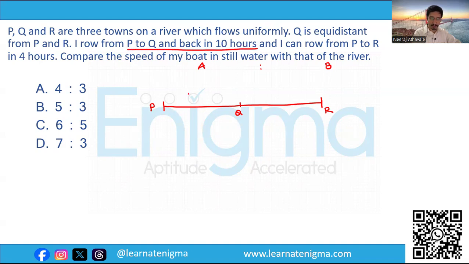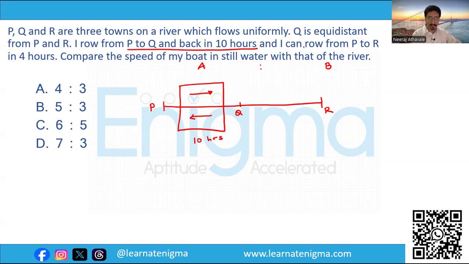Now, it is given here I row from P to Q and back in 10 hours. Now, the most common mistake which students make is that they assume P to Q and back in 10 hours means 5 hours to go from P to Q and 5 hours to come back from Q to P. But this is wrong. This is travel in a water body and therefore upstream time and downstream time will be different. So it cannot be 5, 5. Now we know that this total time is 10 hours.